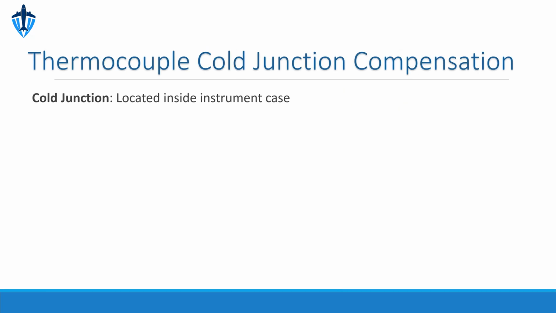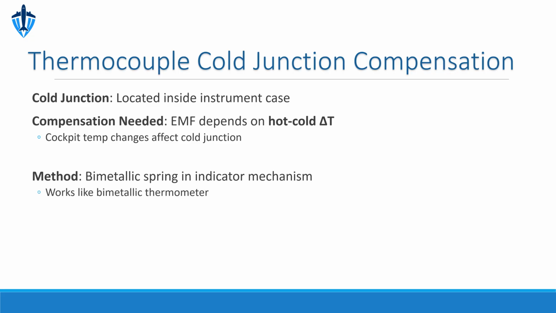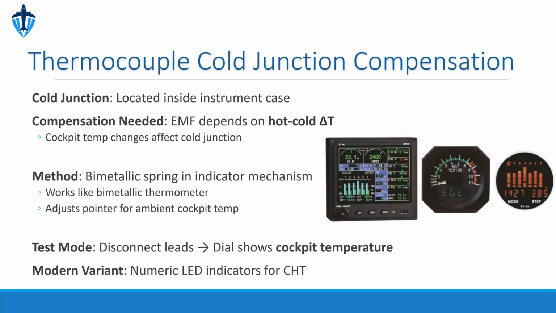The cold junction in a thermocouple system is housed inside the instrument case. Since the generated voltage reflects only the temperature difference between hot and cold junctions, cockpit temperature fluctuations would skew readings without compensation. This is handled by a bimetallic spring linked to the pointer mechanism, identical in principle to the bimetallic thermometer. It automatically adjusts the indication for ambient changes. A handy check: disconnect the leads and the gauge reads the panel's local temperature. For modern cockpits, digital LED numeric displays are increasingly common for clear CHT readouts.